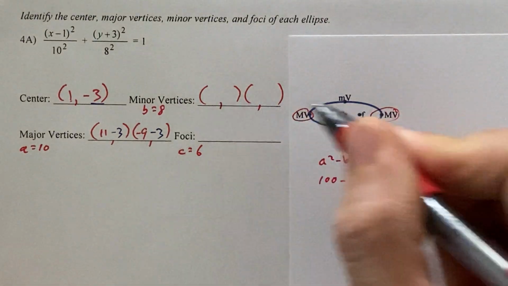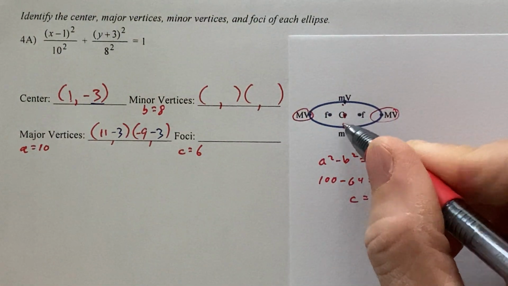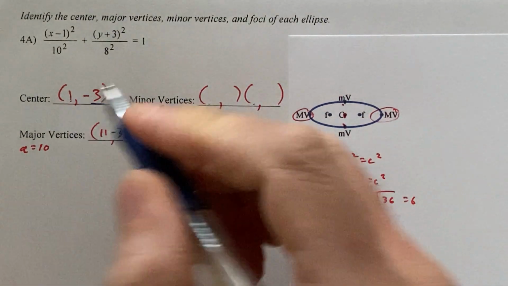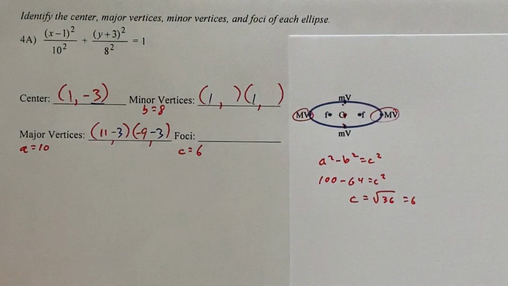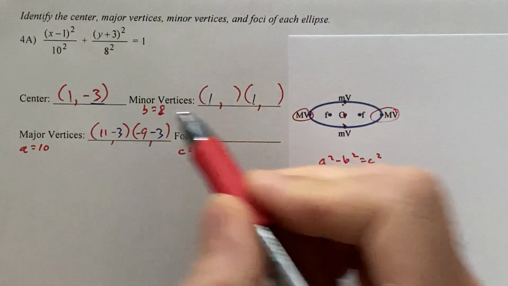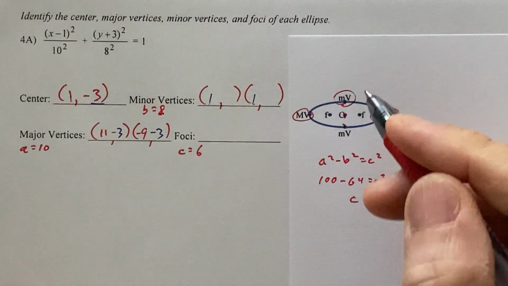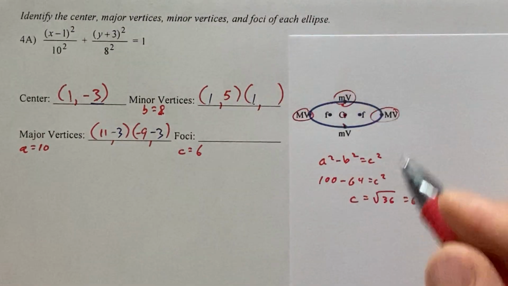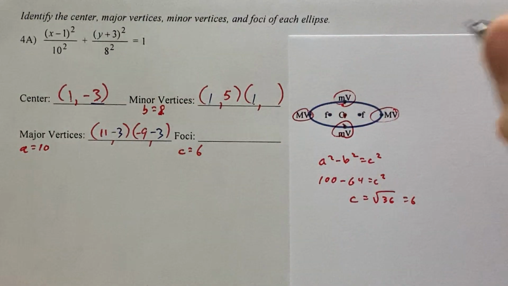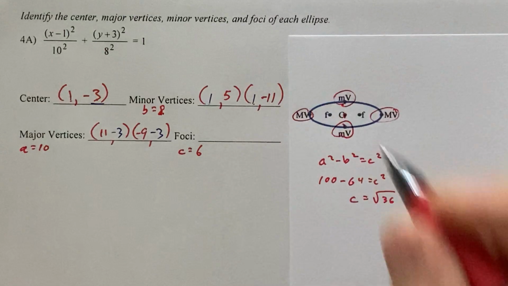So for the minor vertices, they're above and below, which means I change y, but I keep x. These x values should be exactly the same as the center, since really I'm just moving up and down. So how much do I move up or down? 8, okay? So -3 plus 8, that means I moved up to find this guy here. It's going to give me 5. And then -3 minus 8, moving down to find this coordinate, is going to give me -11.